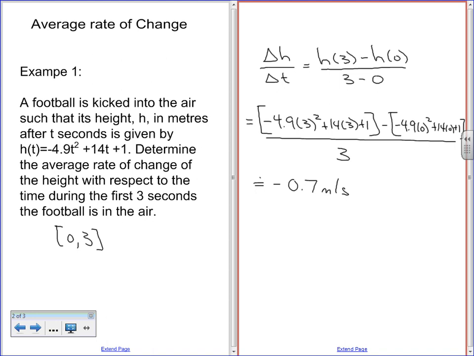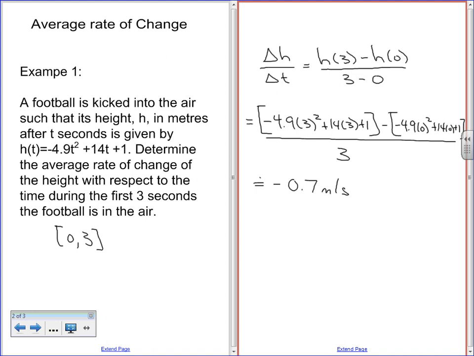Okay? What does the negative tell me? Okay, right. So the football in this case on average is moving down. Okay? So together, the negative and the speed become the velocity. The velocity tells you the direction and the speed at which an object is moving. Okay? Any questions on that?